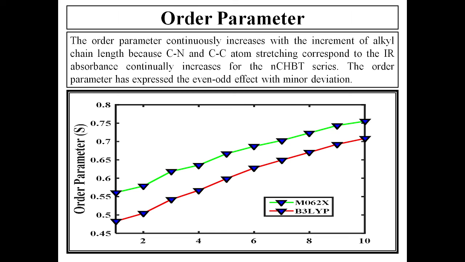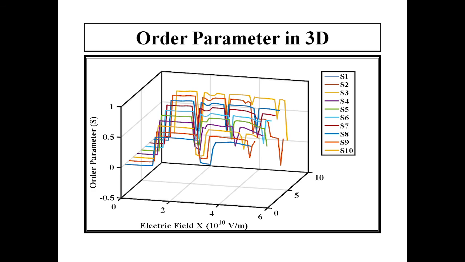Order parameter. The order parameter continuously increases with the increment of alkyl chain length because the CN and CC atom stretching corresponding to IR absorption continuously decreases for the NCHBT series. The order parameter has expressed an even-odd effect with minor deviation. This is the representation of the order parameter in 3 dimensions.